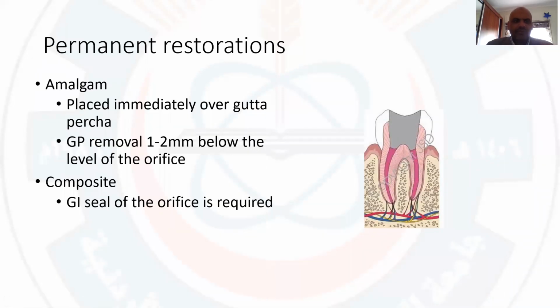Okay. Finally, we have to place a permanent restoration, and while placing the permanent restoration, we have to remove 1 to 2 millimeters of the gutta-percha below the orifices, below the cemento-enamel junction. And this technique, we call the layer technique. So we remove with a Gates Glidden 1 to 2 millimeters of the gutta-percha, and we condense our material on top of the gutta-percha. If we use composite, it's better to place glass ionomer on top of the gutta-percha to prevent the zinc oxide eugenol and the gutta-percha from preventing the composite from setting.